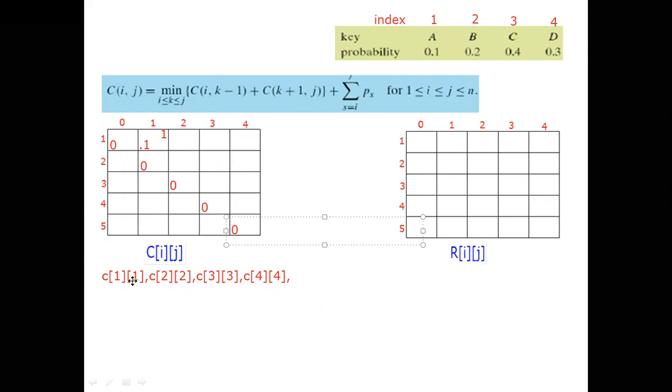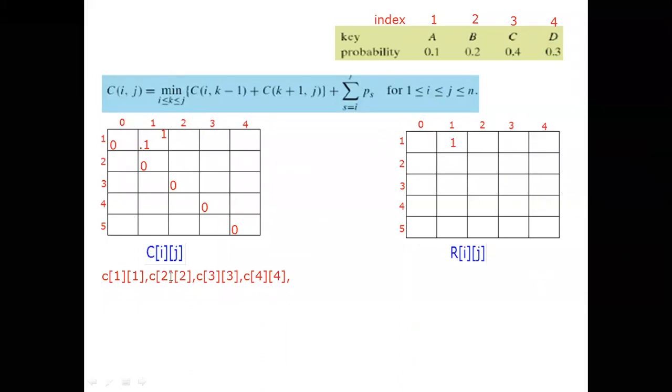For 1 1 we got the value 0.1 due to index 1. The same we have to update on this root table also. Why it is done in the second step, I will explain while explaining the third diagonal, so that you will understand. For 1 1 the value is 1, so I should write 1 here. I can write it in the middle, no problem.